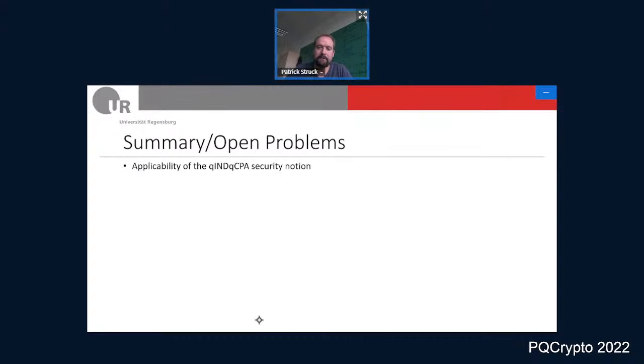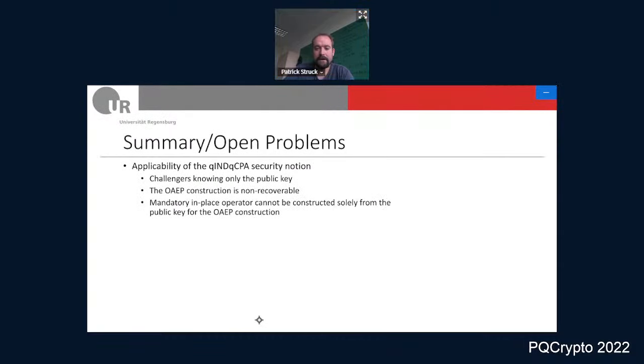So let me conclude. We were focusing on the applicability of this qINDqCPA security notion, and we focused on this setting where the challengers are restricted to only know the public keys. For this, we showed that the OAEP construction is non-recoverable, and it is also the first scheme that we are aware of that does not achieve the recoverable property. And then based on this, we also showed that this mandatory in-place operator cannot be constructed for the OAEP construction with this restriction of only knowing the public key.